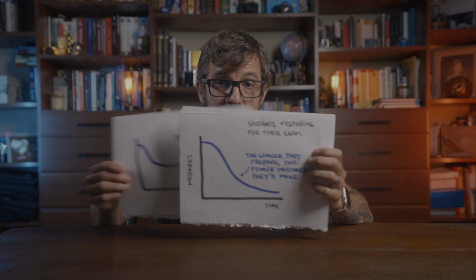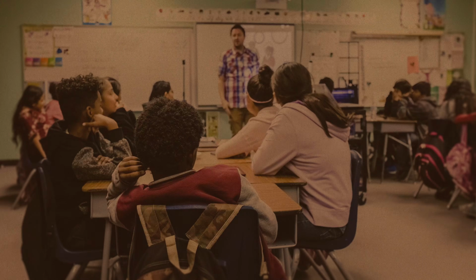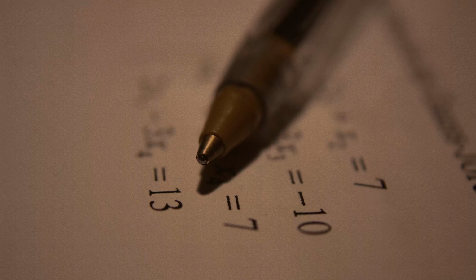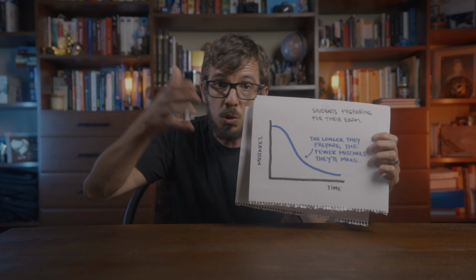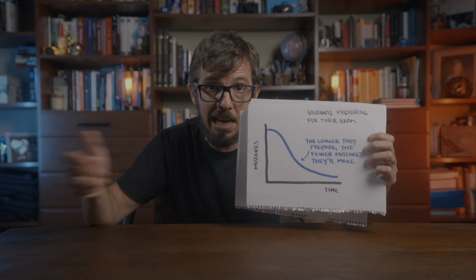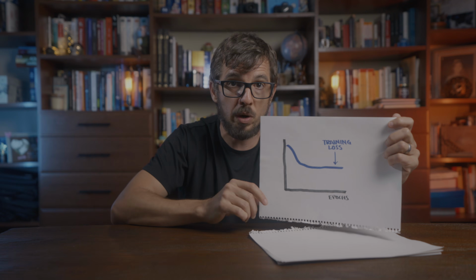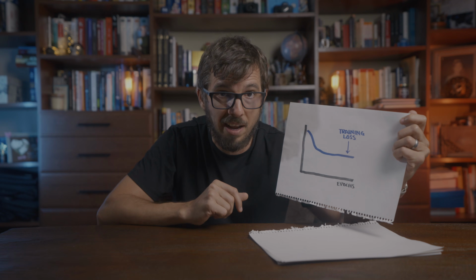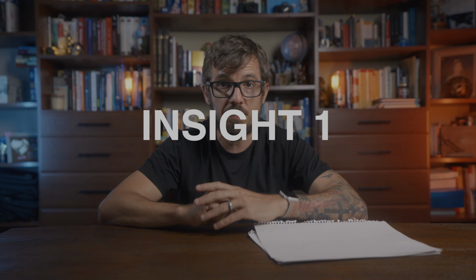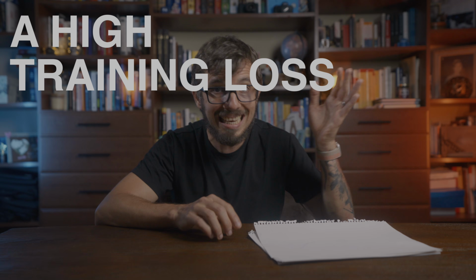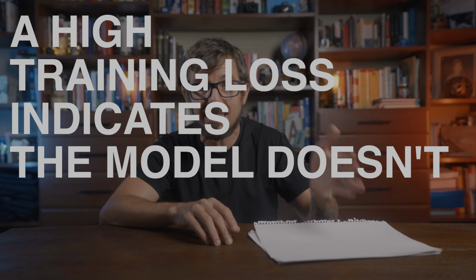Going back to the students analogy, imagine the teacher using the same questions they discussed in class to evaluate students during the exam. Presumably, students could memorize the answers and do great. This model has every possible advantage to do well, and yet the loss is not good. You know why? Here is the first insight of this video. A high training loss indicates the model doesn't fit the data correctly. We call this underfitting.